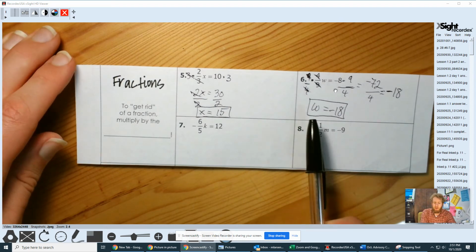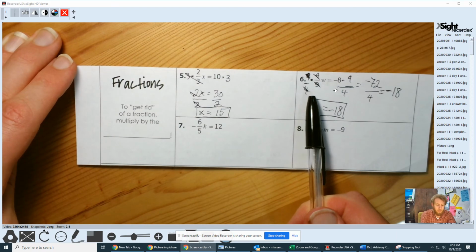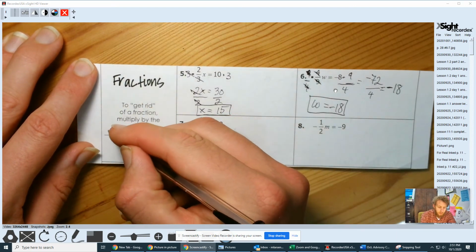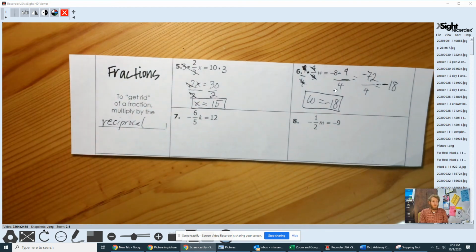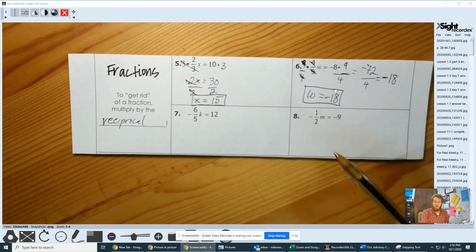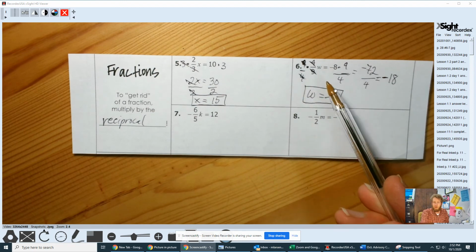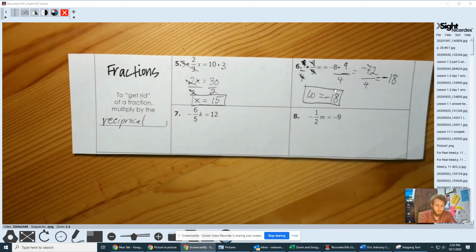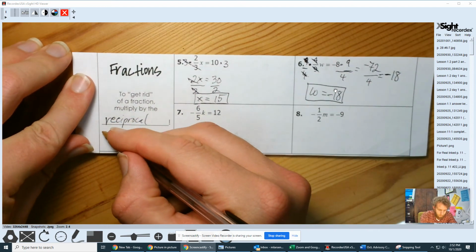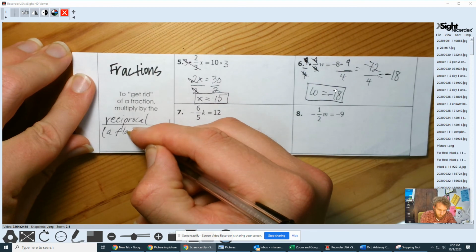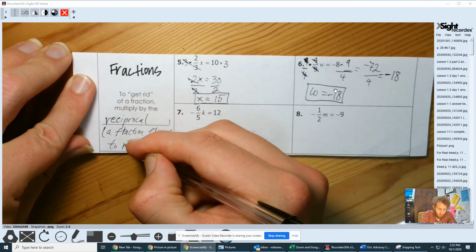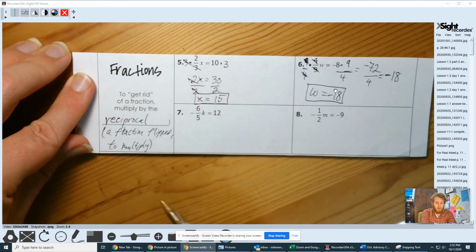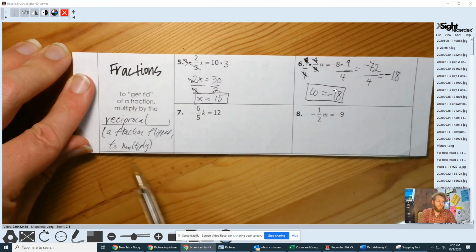There is a special name for that process when I can use a fraction that's been turned upside down, and it is called a reciprocal. A reciprocal is a special name for a fraction that I can use that is simply another fraction flipped upside down so that I can multiply the two. So this is a way, in short, to describe a reciprocal: a fraction flipped to multiply.